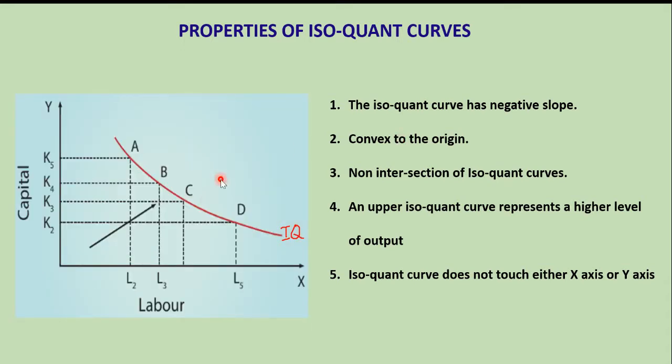Now look at this graph. The isoquant curve has negative slope. Just like the indifference curve, the isoquant curve also has a negative slope. So what do you understand from negative slope? Negative slope means the curve falls down from the left to the right. It is not upward sloping, it is downward sloping. If it is downward sloping, we say negative slope. If it is upward sloping, we call it positive slope. But here the isoquant curve has negative slope. Negative means it falls downwards.